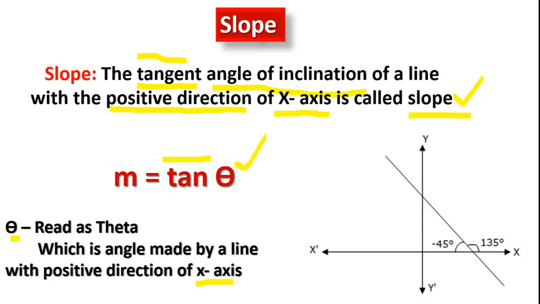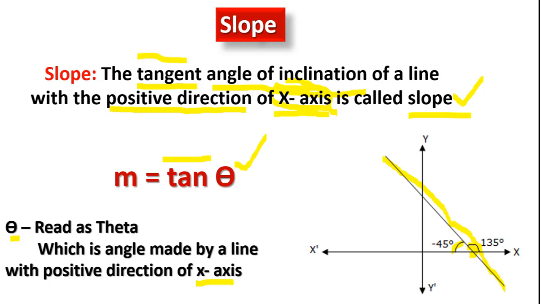This definition is very important, and while you are reading the definition, you should observe that it is the tangent of the angle of inclination of a line with the positive direction of x-axis. Come to the graph. This is the line which intersects the x-axis here at this point. At this point it makes two angles upside and two angles downside. Here the upside angle given is 135, and here it is 45.